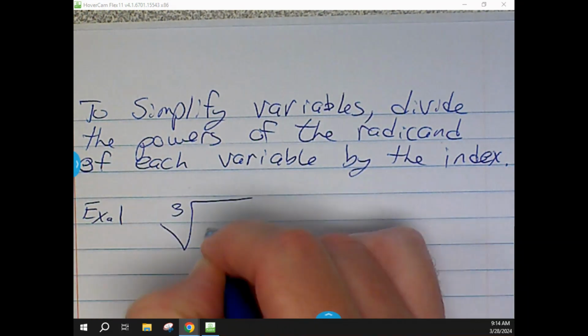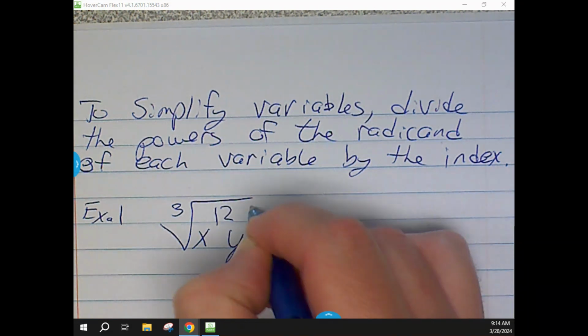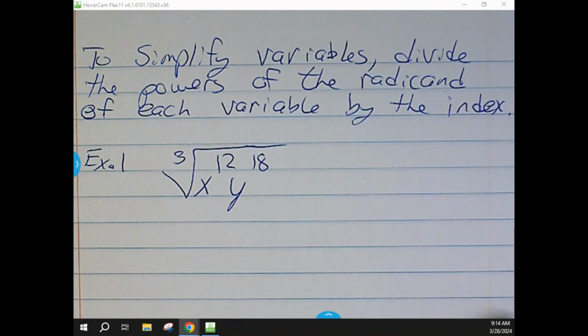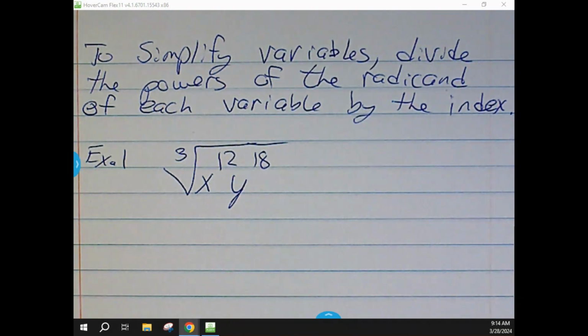And you're going to look at this and you go, man, this is really easy. Yeah, and it is. It's really straightforward today. Okay, so let's say we're doing the third root of x to the 12th and y to the 18th.